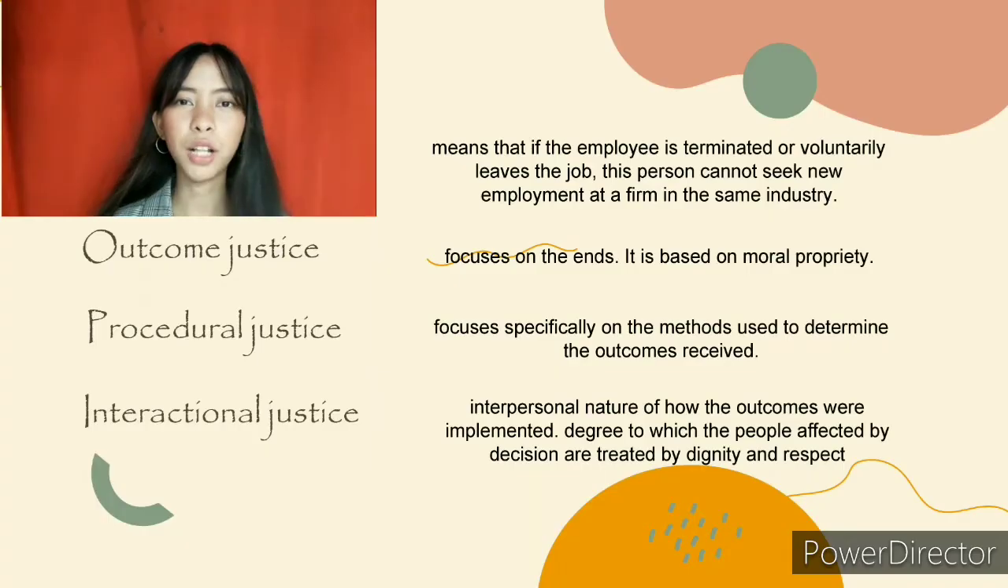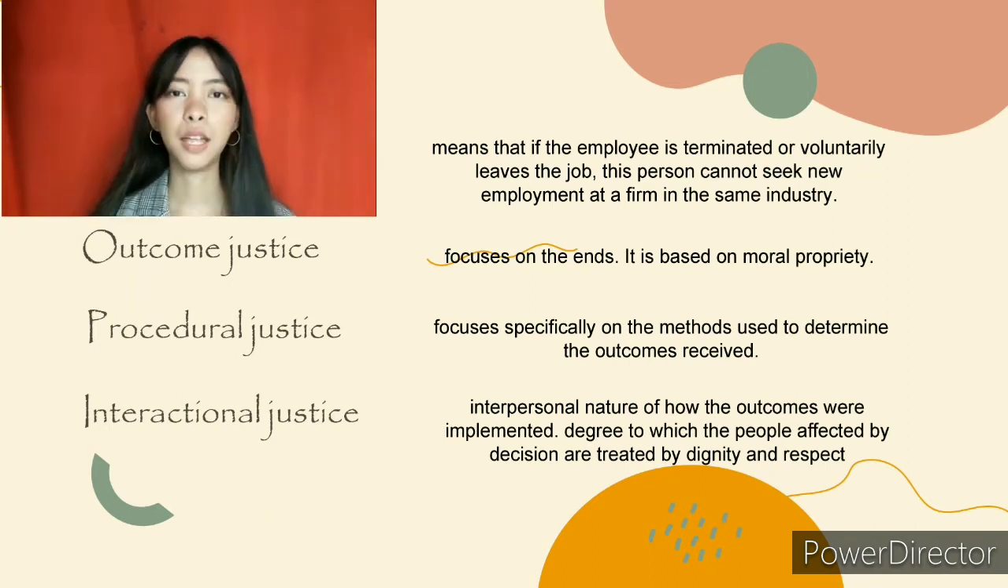Procedural justice deals with how the decision was made, while interactional justice refers to the interpersonal nature of how the outcomes were implemented. A sociologist, John R. Schermerhorn, defined interactional justice as the degree to which the people affected by the decision are treated with dignity and respect. At various points in the discipline process, the individual or the organization might want to bring in outside parties to help resolve discrepancies or conflicts.